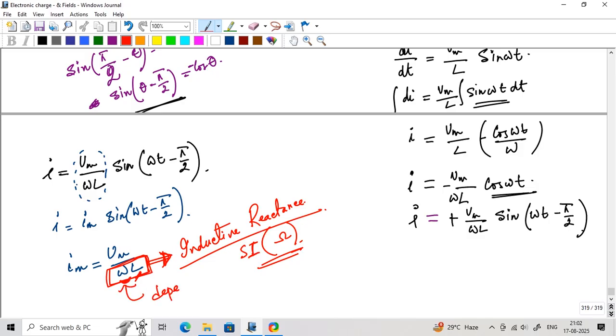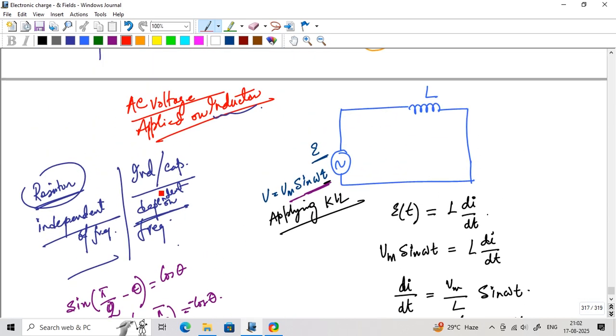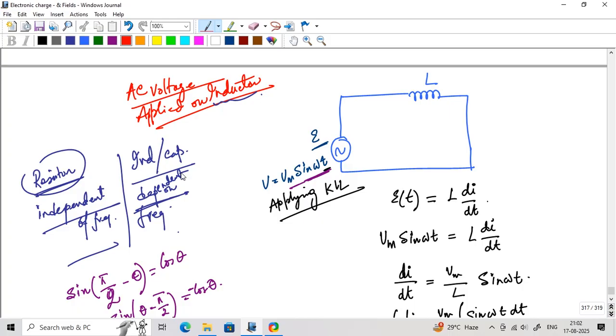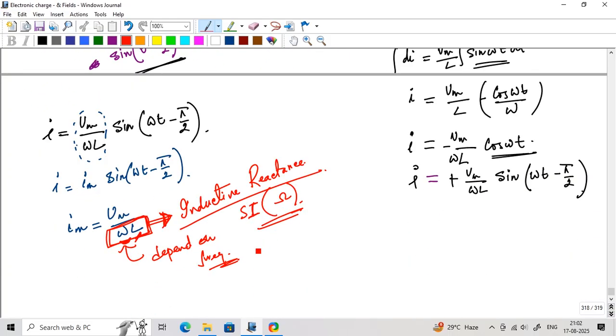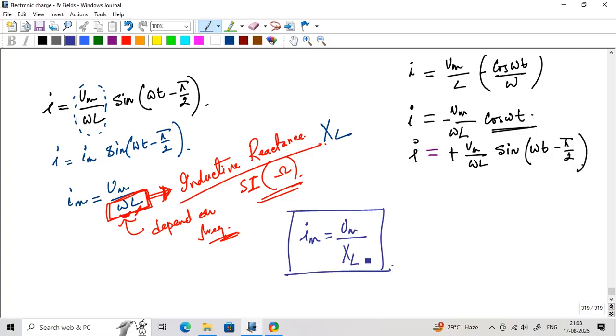Inductor and capacitor both are frequency dependent. Another name for this is inductive reactance. It is called XL, and Im, the maximum current, is equal to Vm, the maximum voltage, divided by XL. And this inductive reactance has SI unit ohm.